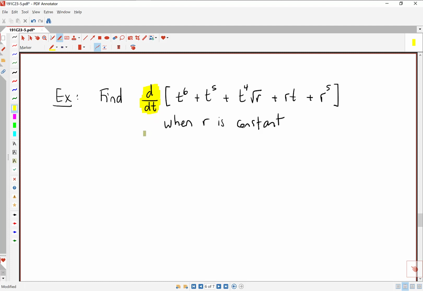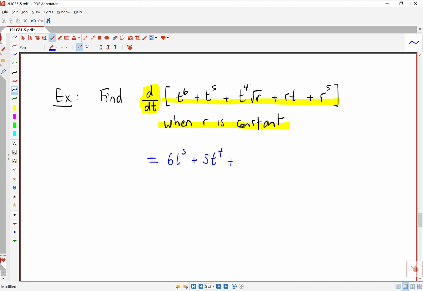And then just to further emphasize this, we're saying take this derivative when r is constant. So just imagine that r is a number, t is our variable, and we want to take the derivative of this expression here with respect to t. Okay, so let's try it. The derivative of t to the 6th would be 6t to the 5. The derivative of t to the 5th, 5t to the 4th.